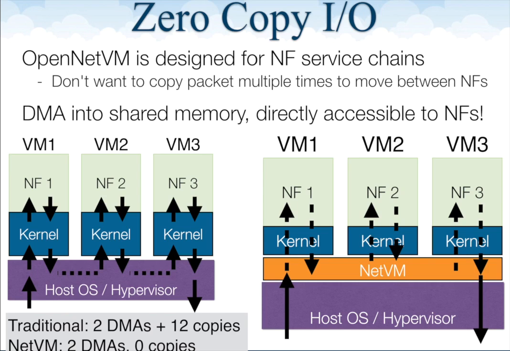So in the NetVM system, we still have to do the 2 DMAs, right? You need to get the packet into memory, but because we can DMA the packet directly into shared memory, where the network functions can reach it, we never have to copy the packet again as it's moving between our different functions. So this makes NetVM much more efficient when you have these long chains of network functions compared to other systems.